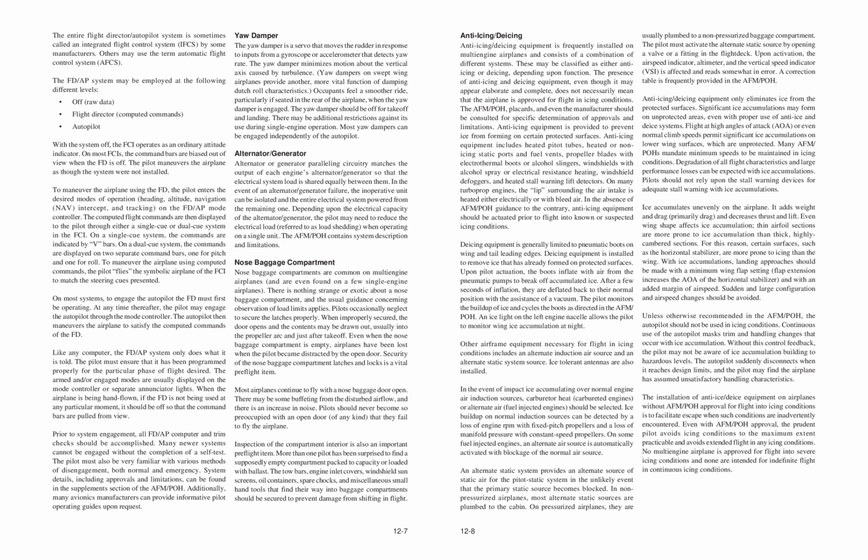Ice accumulates unevenly on the airplane. It adds weight and drag, primarily drag, and decreases thrust and lift. Even wing shape affects ice accumulation. Thin airfoil sections are more prone to ice accumulation than thick, highly cambered sections. For this reason, certain surfaces, such as the horizontal stabilizer, are more prone to icing than the wing. With ice accumulations, landing approaches should be made with a minimum wing flap setting. Flap extension increases the AOA of the horizontal stabilizer, and with an added margin of airspeed. Sudden and large configuration and airspeed changes should be avoided.